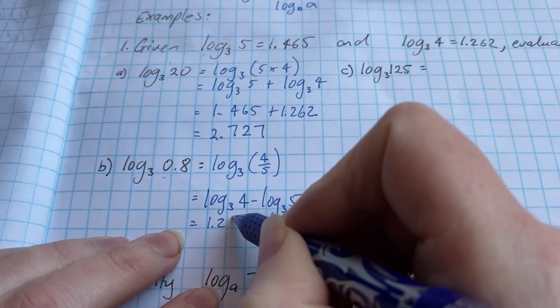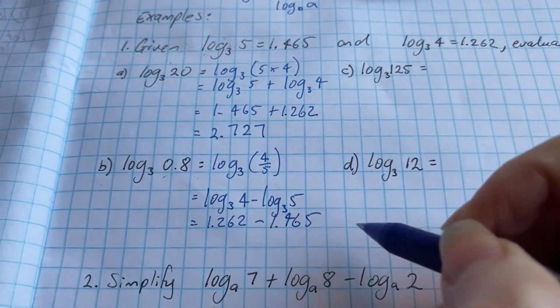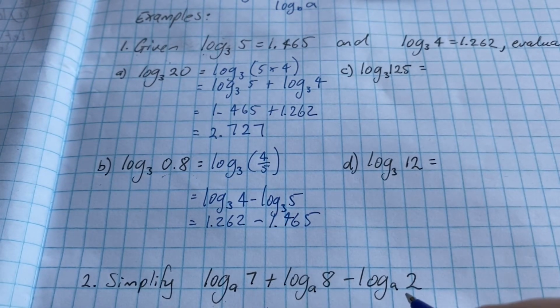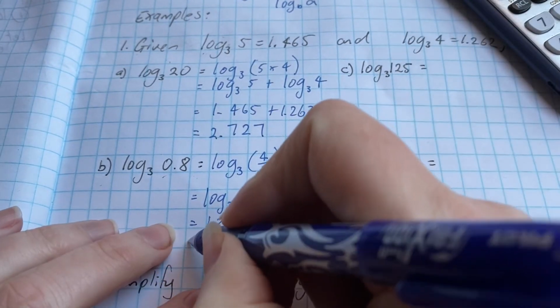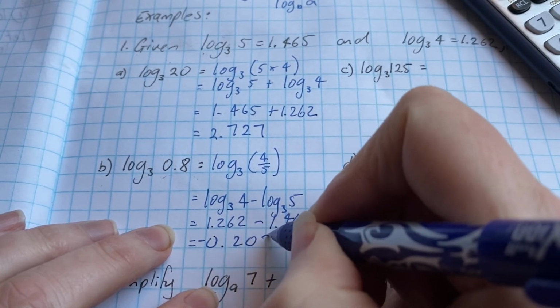So 1.262 minus 1.465. I can already see that's going to be a negative answer. I believe that equals negative 0.203.